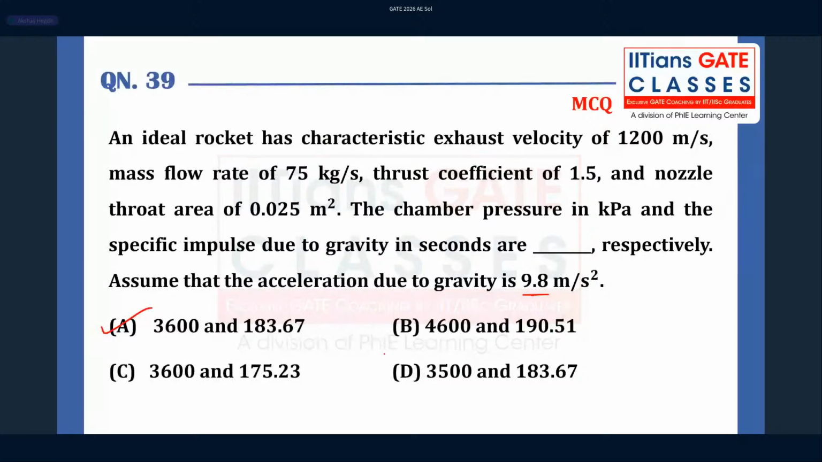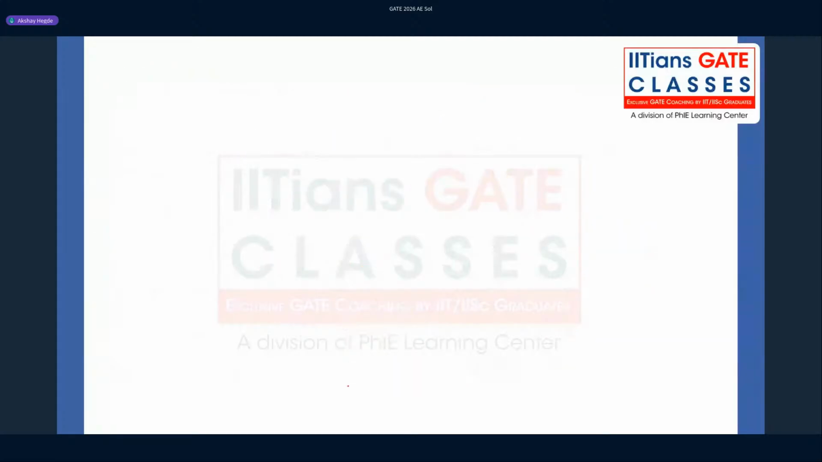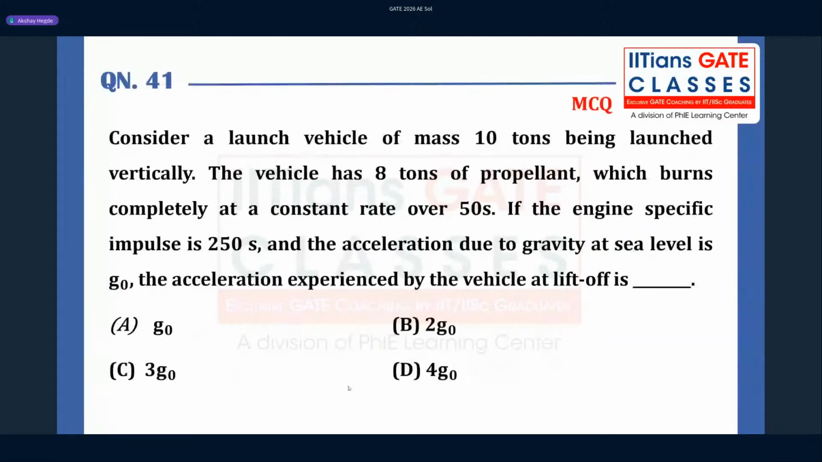Okay. Let's move to the next question. Again, coming from rocket propulsion. Consider a launch vehicle of mass 10 tons being launched vertically. The vehicle has 8 tons of propellant, which burns completely at a constant rate over 50 seconds. If the engine specific impulse is 250 seconds and the acceleration due to gravity at sea level is g0, the acceleration experienced by the vehicle at liftoff is?